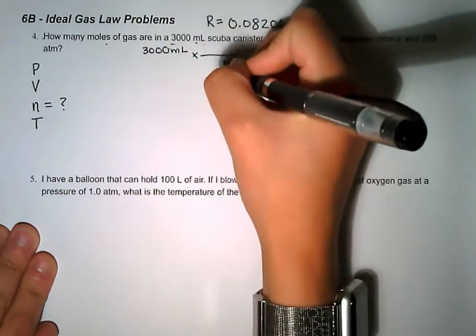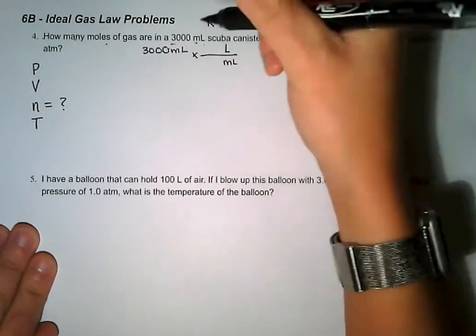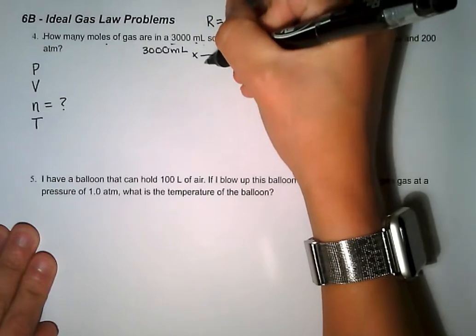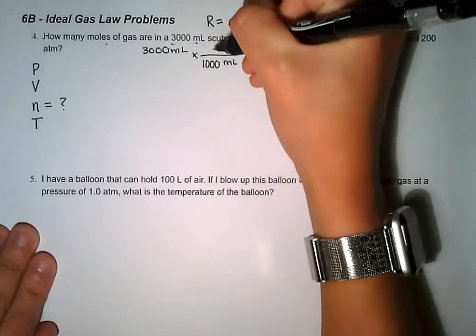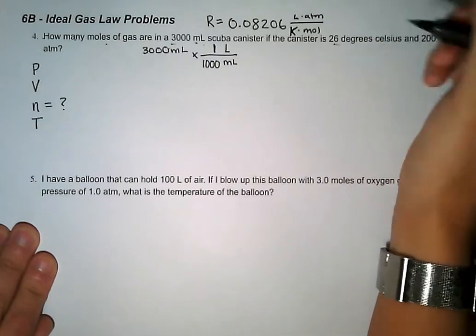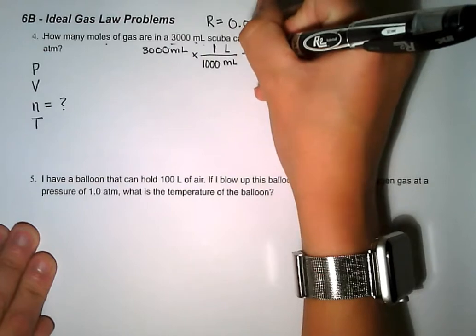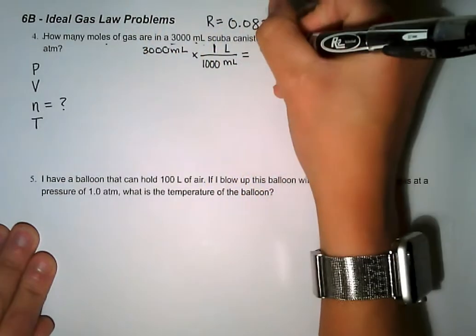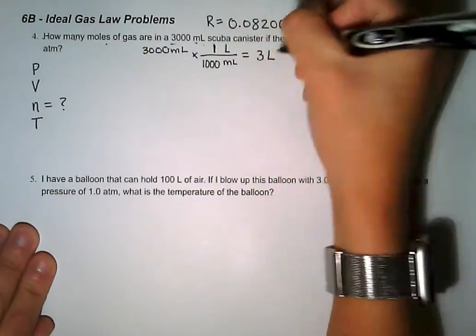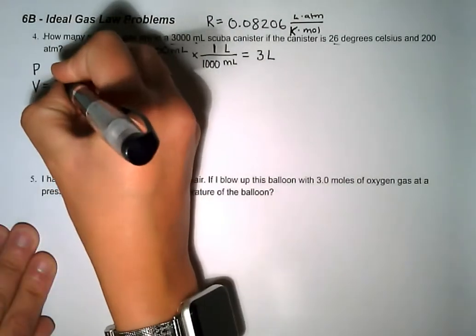Milliliters always goes on the bottom, so it will cancel. Liters goes on top. And we know that there are 1,000 milliunits in one base unit. Or if you don't remember that, just write out your King Henry Died By Drinking Chocolate Milk chart to figure that out. So 3,000 divided by 1,000 is going to give us 3 liters. So our volume is 3 liters.